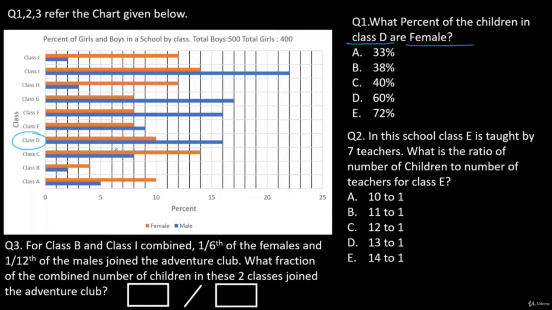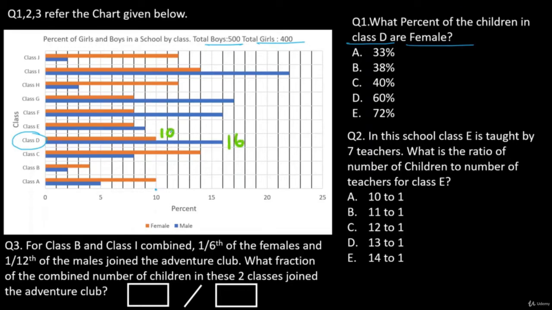Now it's mentioned that in class D, this bar over here represents the percentage of females of the total number of girls, right? So over here you can see this is 10. And blue is for male or boys, right? So over here you have 16. So let's note that over here we have 10% and 16%.